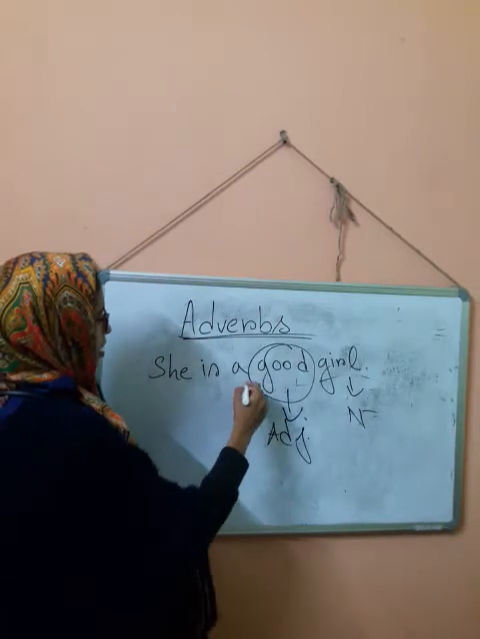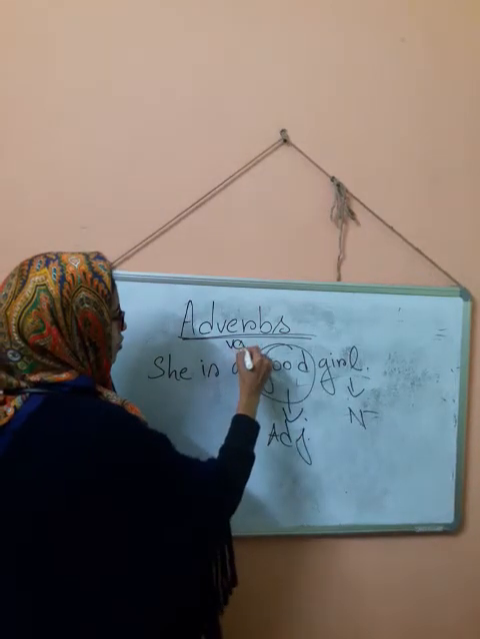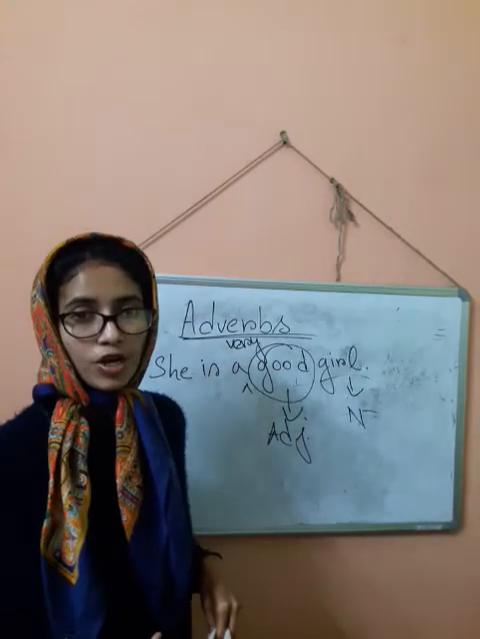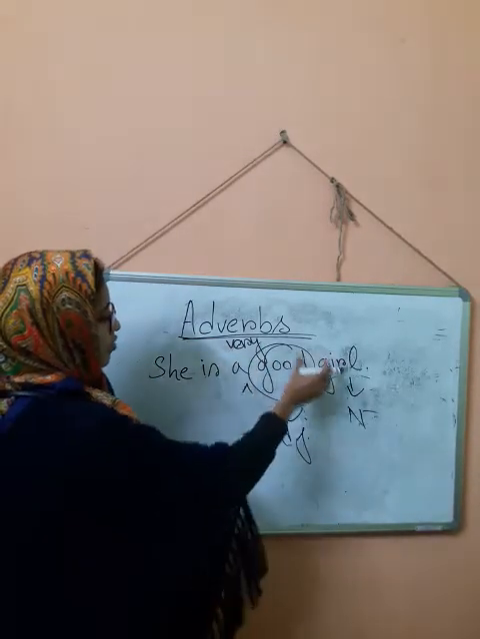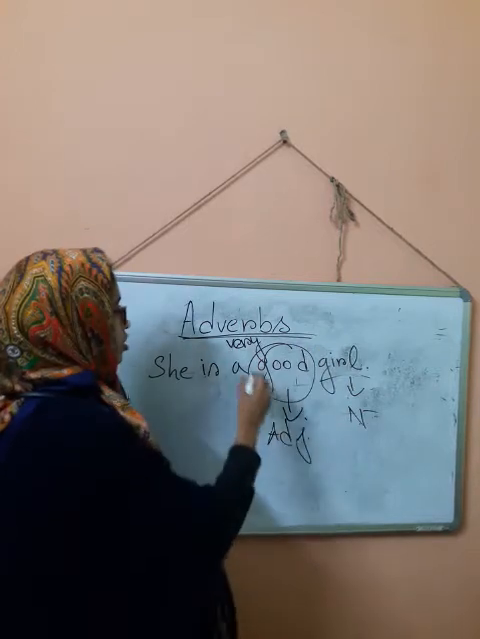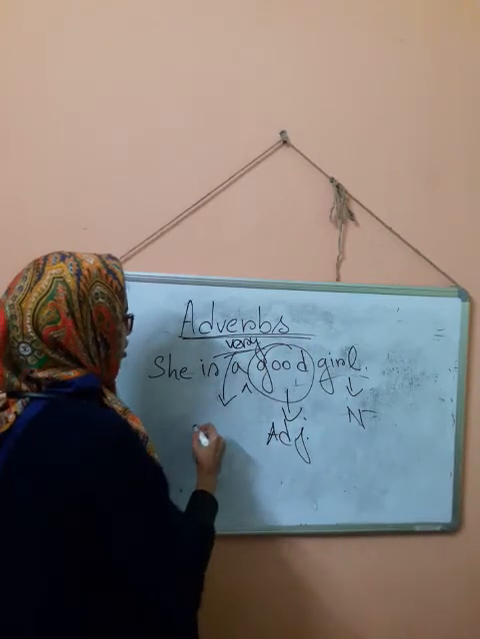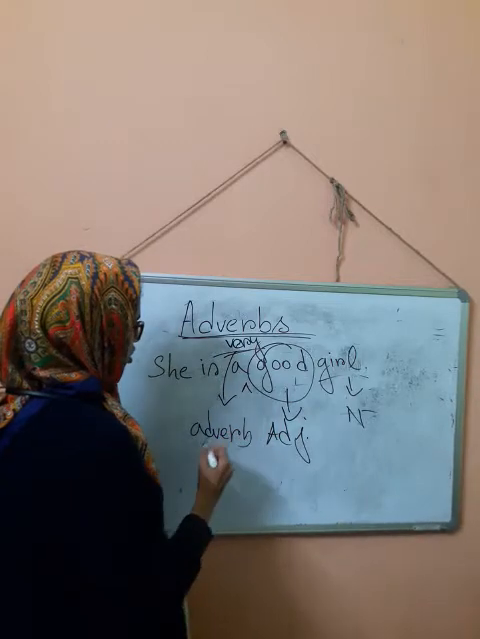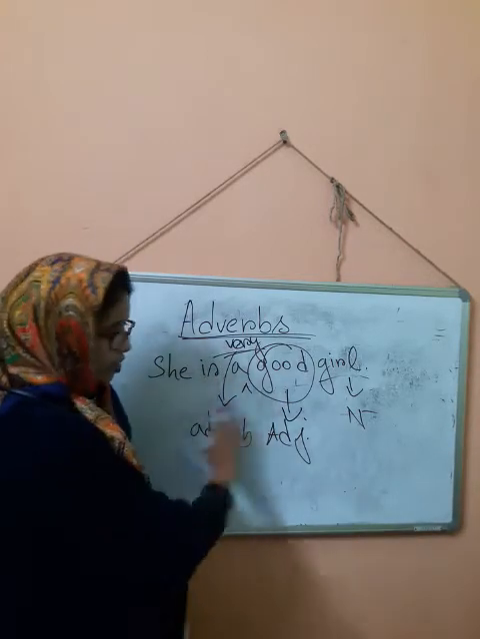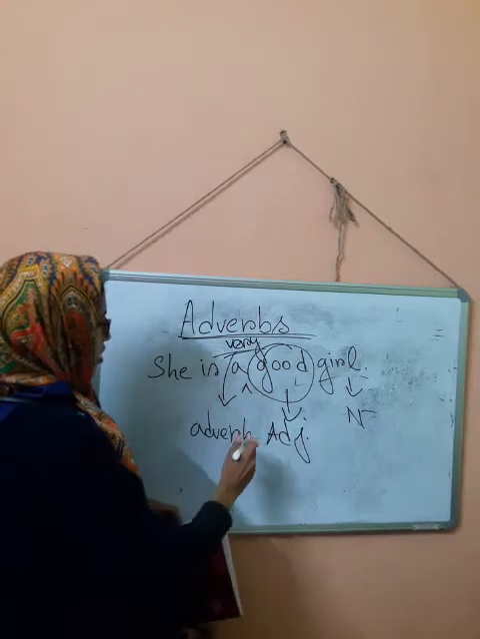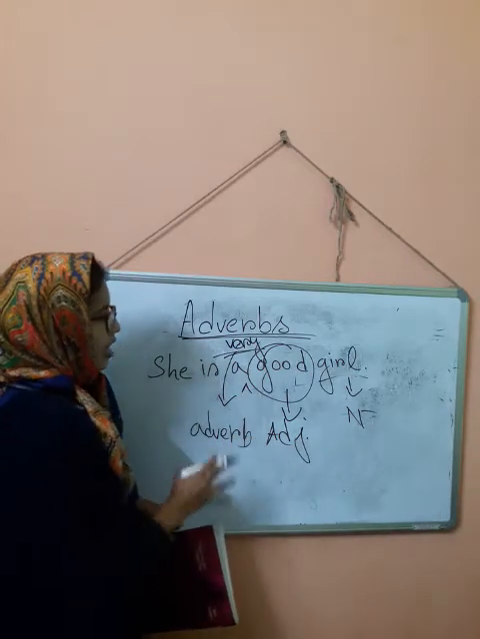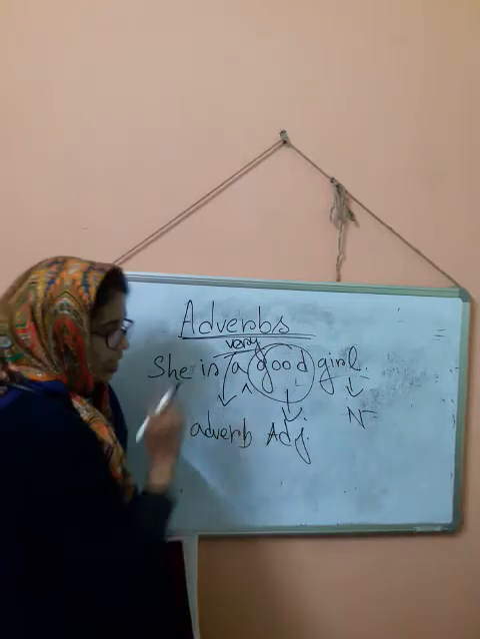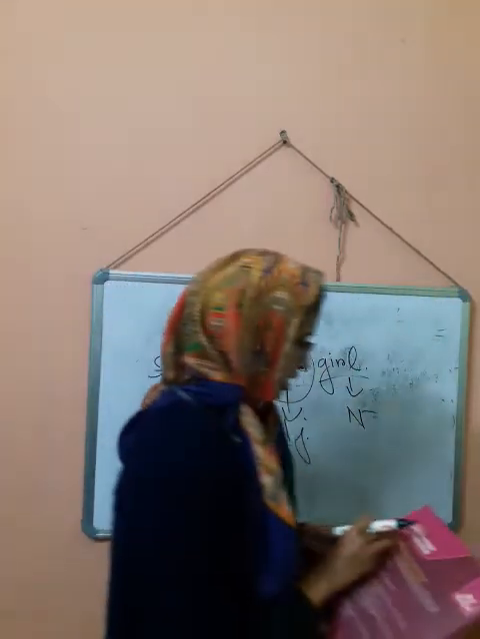Now, if I say she is a very good girl. So, how much good? Very good. So it is qualifying the adjective. This particular word is an adverb. Why? Because, forgive my handwriting. This particular word is an adverb. Why? Because here in this particular sentence it is qualifying an adjective.